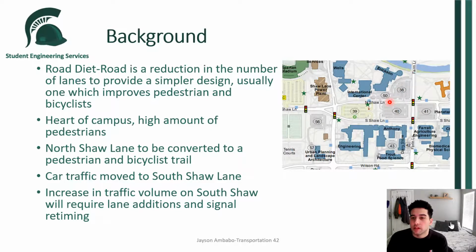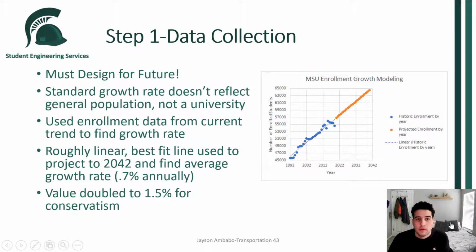The traffic from North Shaw Lane will be moved to South Shaw Lane, and this will require an increase in the number of lanes on South Shaw Lane and signal retiming and other geometric adjustments. So the first step in this process was data collection.